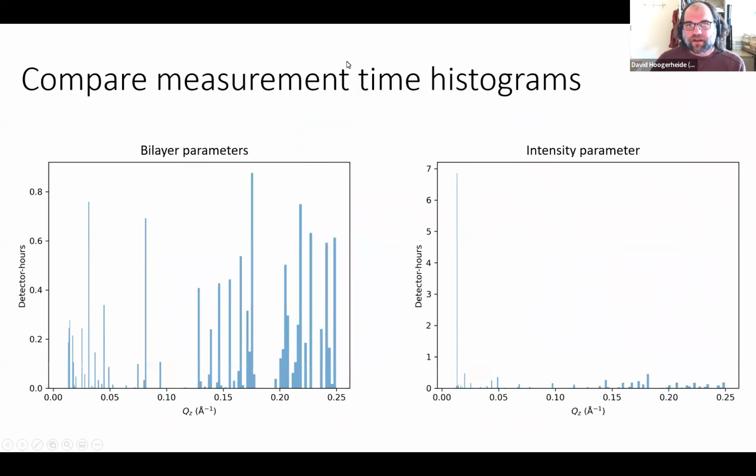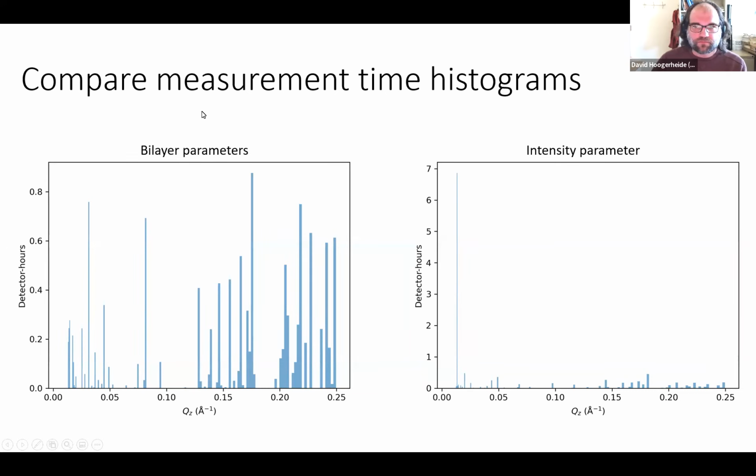You can also compare the measurement time histogram. So this is how much time it's spending as a function of Q for the 2 cases. And in the case of the bilayer parameters, it spends a lot of time out here in this intermediate Q range, which is giving us a lot of information about the bilayer structure. For the intensity parameter, it spends all of its time at low Q, where it knows the most about the intensity, and only a little bit of time at higher Q. So that's sort of working.